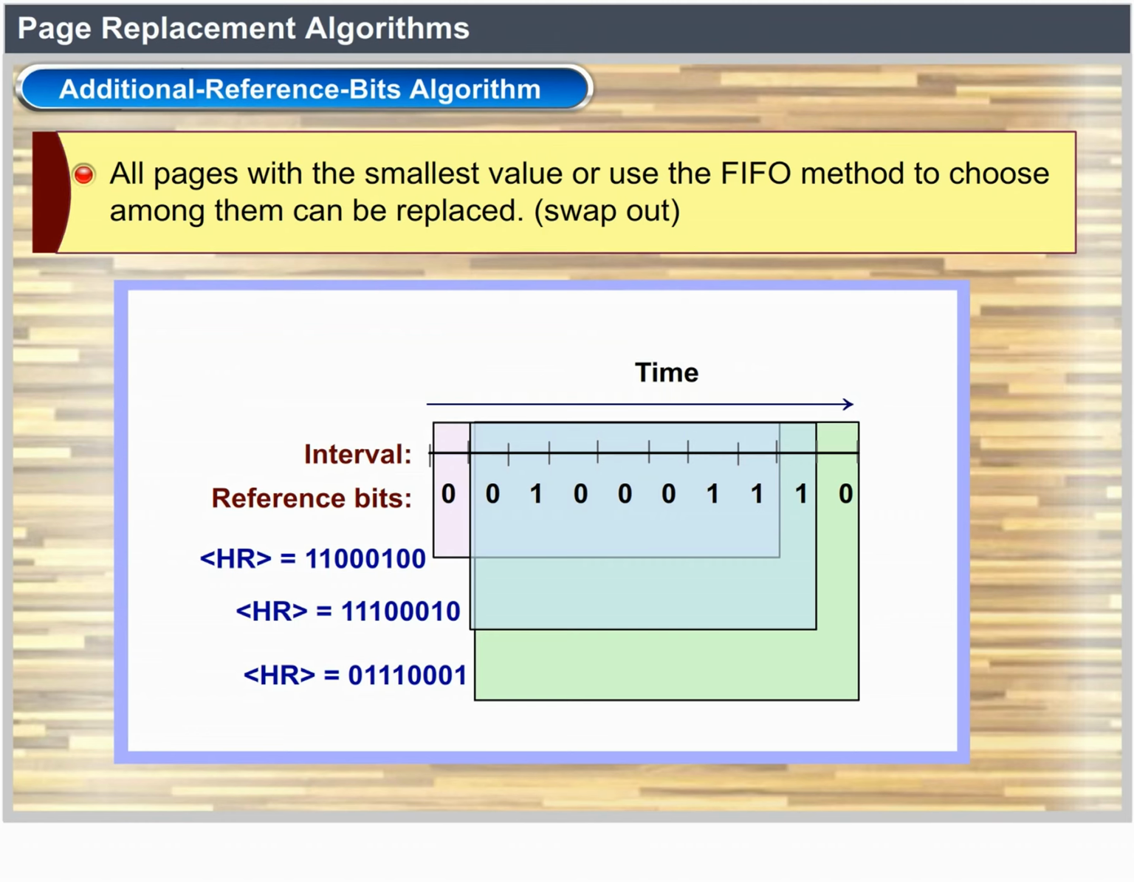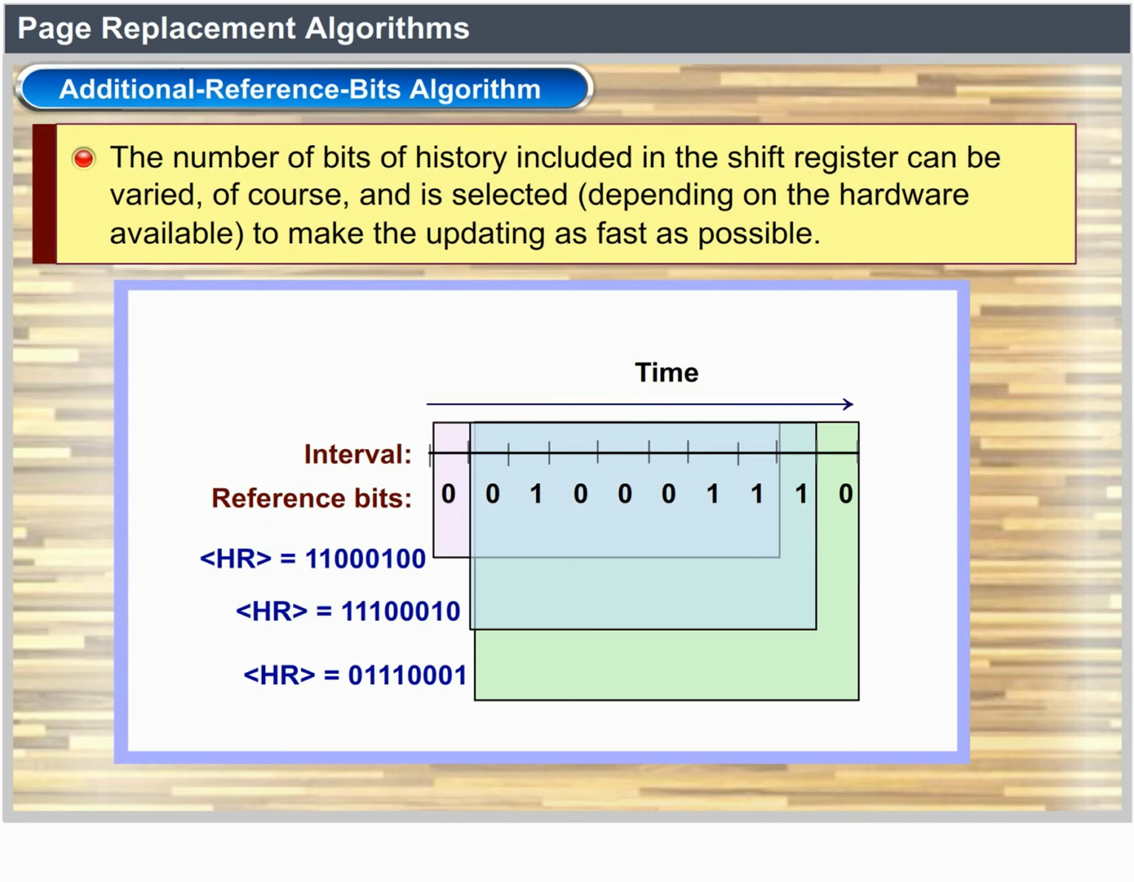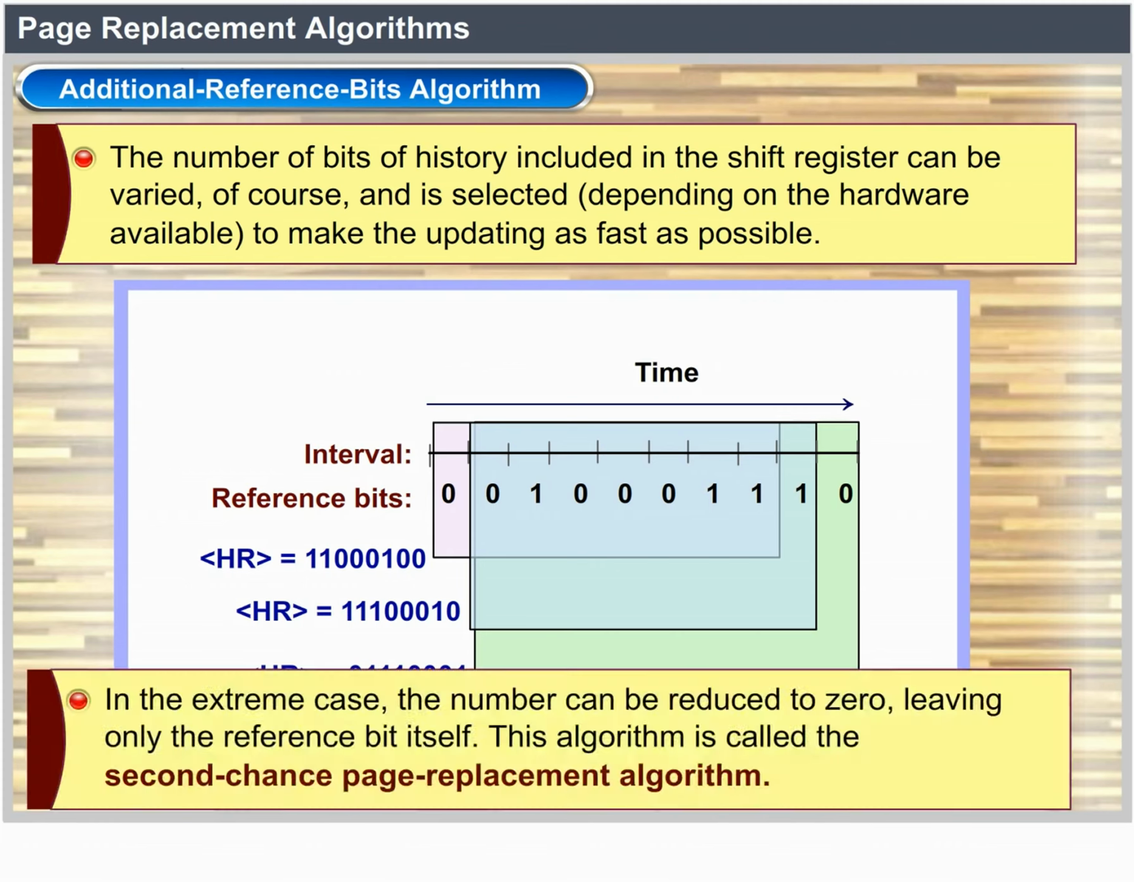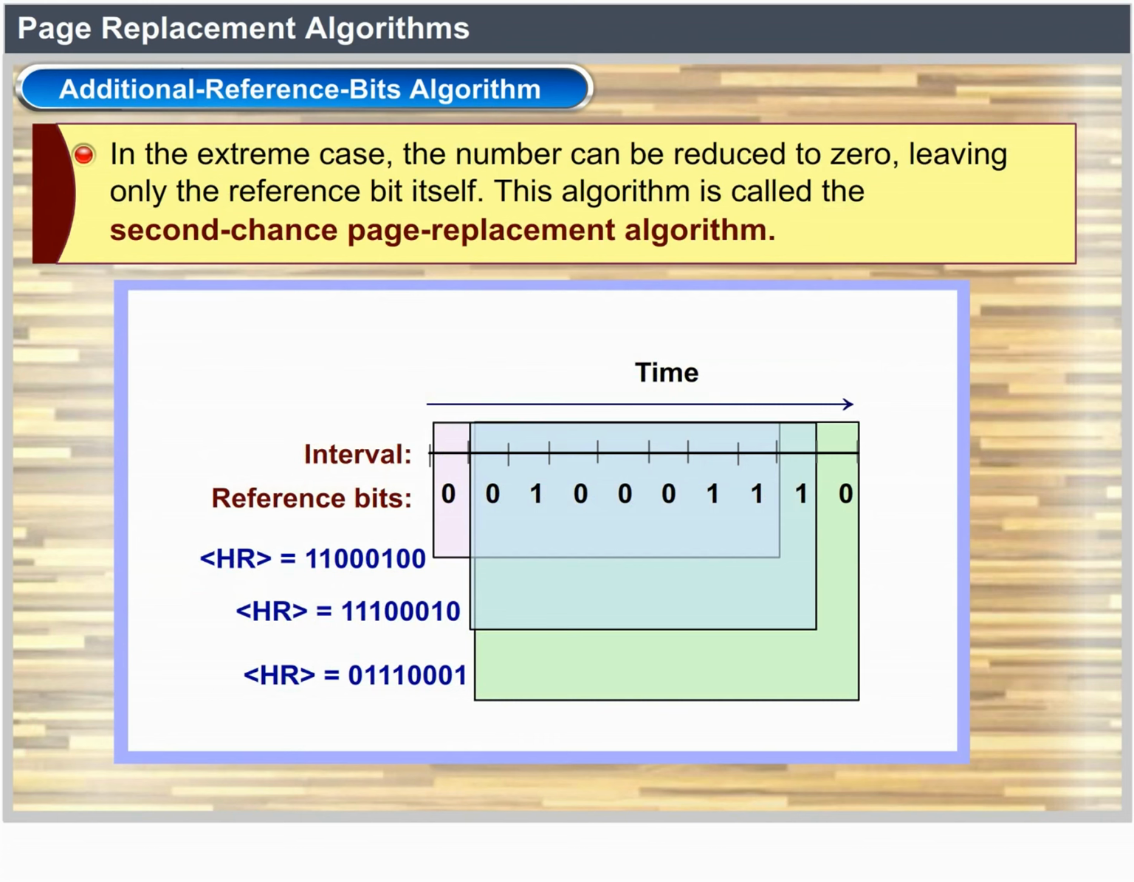The number of bits of history included in the shift register can be varied, of course, and is selected depending on the hardware available to make the updating as fast as possible. In the extreme case, the number can be reduced to 0, leaving only the reference bit itself. This algorithm is called the second chance page replacement algorithm.